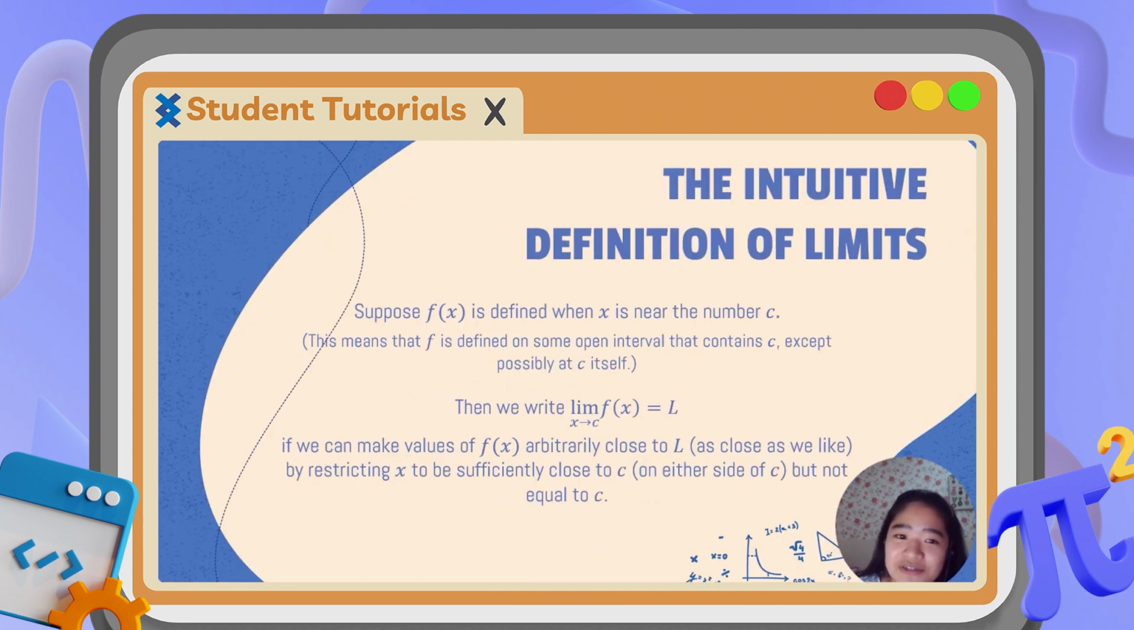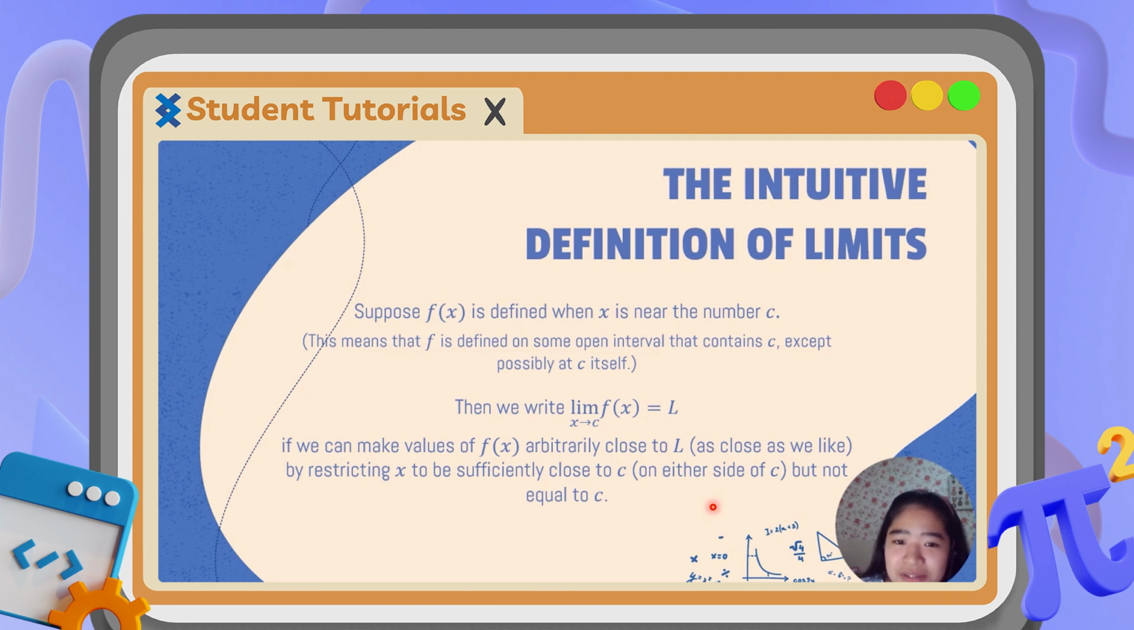The intuitive definition of limits is just that suppose f of x is defined when x is near the number c. This means that f is defined on some open interval that contains c except possibly at c itself. Then we write the limit of f of x as x approaches c is equal to L if we can make the values of f of x arbitrarily close to L, as close as we like, by restricting x to be sufficiently close to c on either side of c, but not equal to c. This just means that if we can get x as close to c as possible, then we can get f of x to be as close to L as possible.